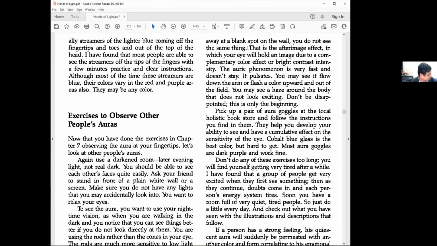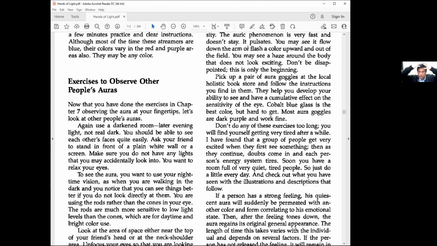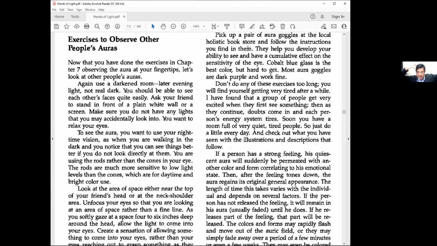That is the after image effect, in which your eye will hold an image due to a complementary color effect or bright contrast intensity. The auric phenomenon is very fast and doesn't stay. It pulsates. You may see it flow down the arm or flash a color upward and out of the field. You may see a haze around the body that does not look exciting. Don't be disappointed. This is only the beginning. So again, when you see, you'll see the haze. Sometimes it will spark up, it will become brighter, it'll go this way, it'll go that way, it'll compress, it will come out. All that stuff will be happening.